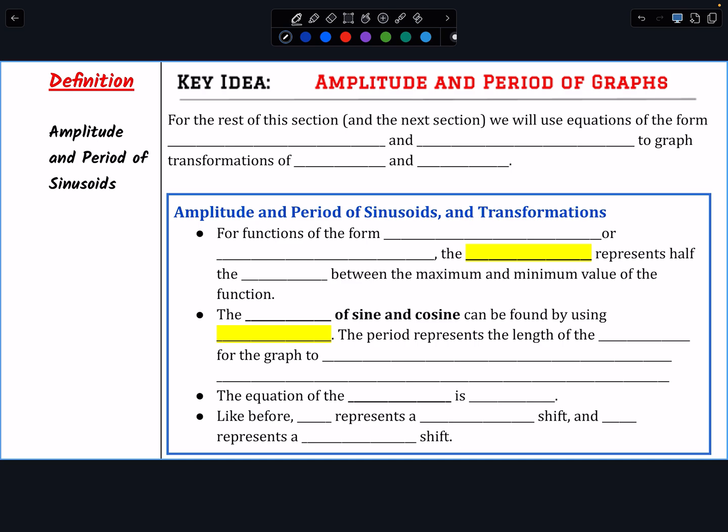For the rest of this section and the next section, we will use equations of the form y equals a sine of bx plus c plus d, and y equals a cosine of bx plus c plus d to graph transformations of sine and cosine. You guys don't have that in your notes, right? Okay.